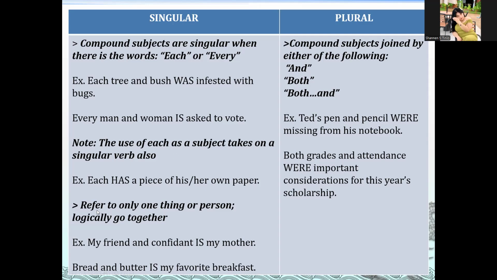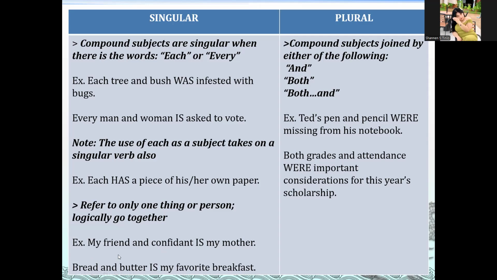And another rule is when we refer to only one thing or person logically, but they logically go together. So, ang expression kasi na friend and confidant, isang expression lang yon. She is my friend and confidant. Okay? We're pertaining to one person. That's why we use is. And then bread and butter.